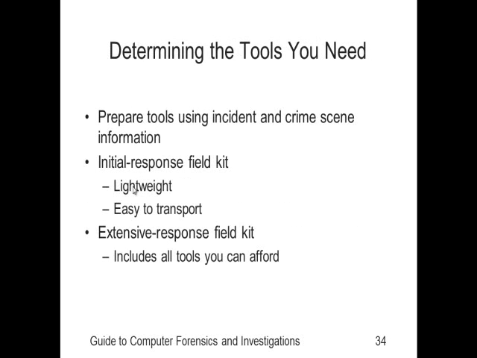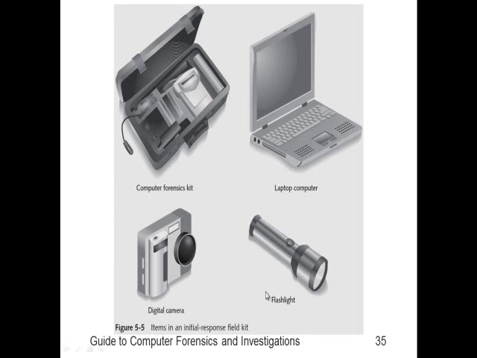Determining the tools that you need. You should prepare your tools using incident and crime scene information. Here they show an initial response field kit, which is lightweight and easy to transport, as opposed to an extensive response field kit, which includes all the tools you can afford. You can see the items in an initial response field kit include a computer forensics kit, laptop computer, digital camera, and flashlight.